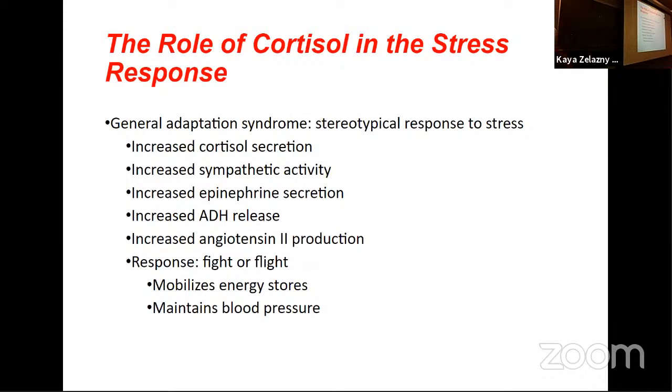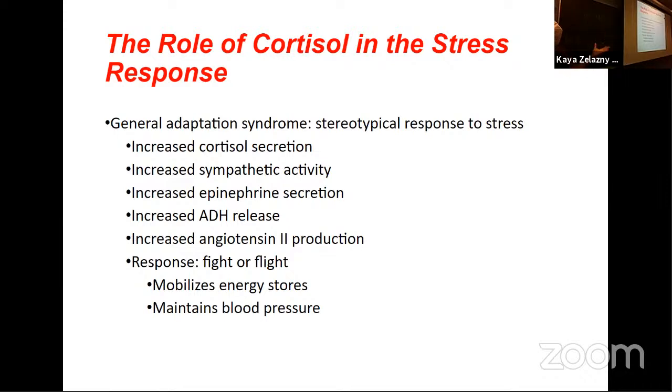So we have this thing we refer to as the stress response or general adaptation syndrome, which is just your stereotypical response to stress. It's what happens when you're stressed out or when your body encounters a physical stressor. So when you're under stress, you release more cortisol, you release sympathetic activity, right? We know sympathetic, that's our fight or flight part of the autonomic nervous system. So we're going to be releasing norepinephrine from those neurons. We're going to be releasing epinephrine from our adrenal medulla.